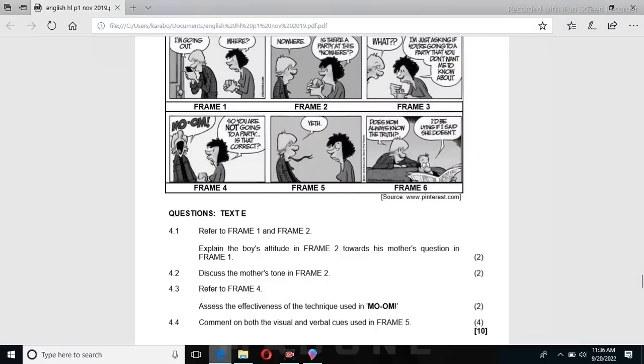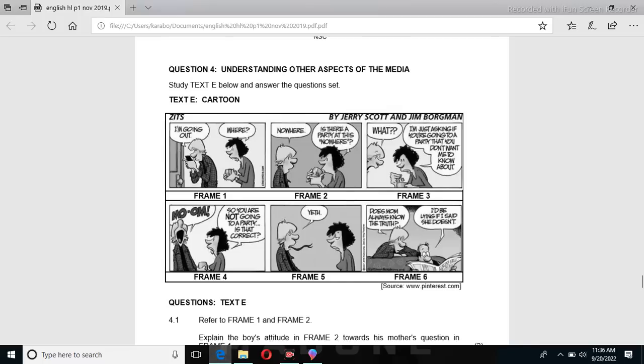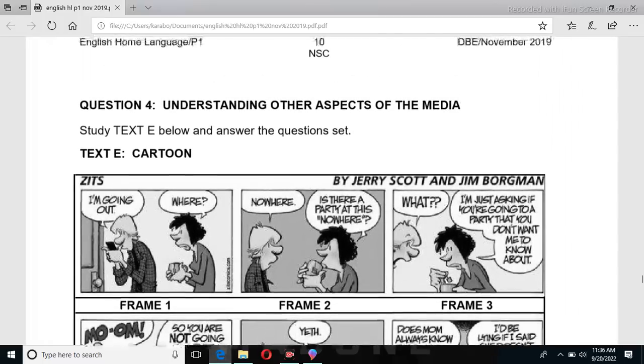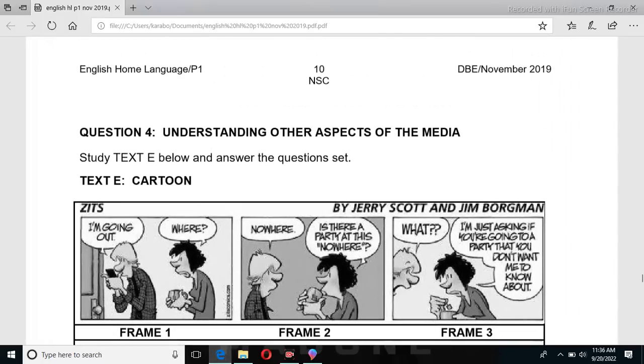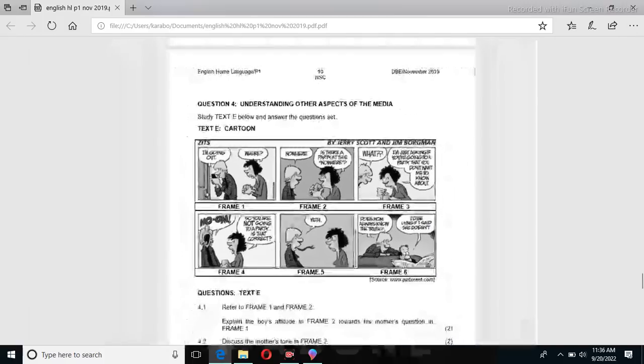You guys know very well that I usually use the 2019 English paper, as you can see right there, guys. 2019. So if you have this paper with you, you can just open up that paper if you have an extra cell phone or something like that. Then we can look into it together, right?